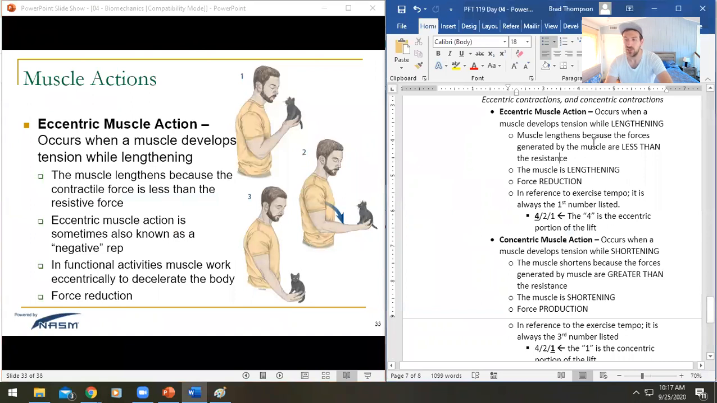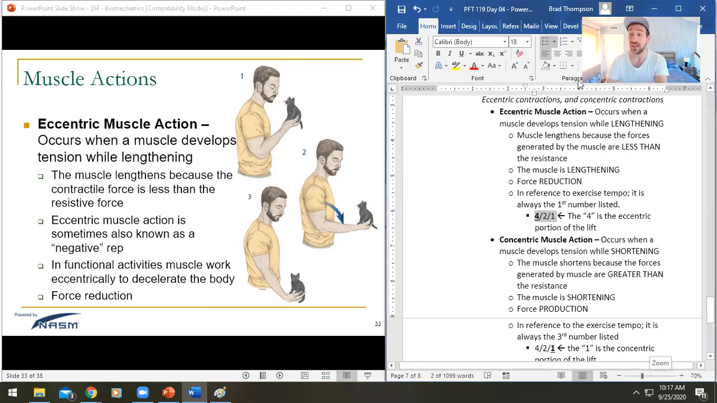So eccentric actions occur when a muscle is lengthening. It lengthens because the forces generated are less than the resistance. So the muscle is lengthening. It is a force reduction. So when we refer to this as force reduction, in the world of training, and this is your guys' first, the two of you, this is your first introduction to actually how to write programs. A lot of times we will designate the tempo that we want our clients to lift at, and we do it by telling them how many seconds we want in each part of the contraction.